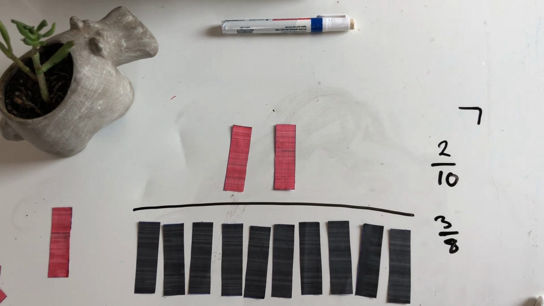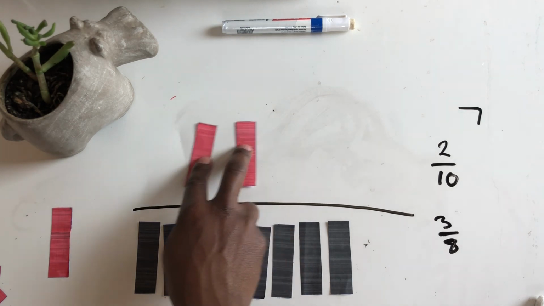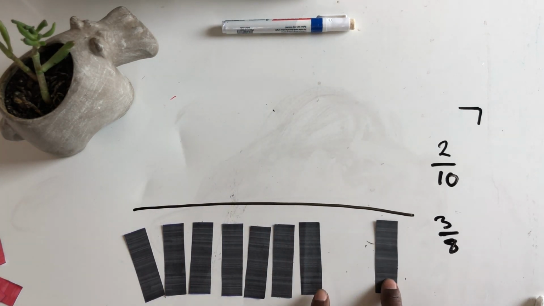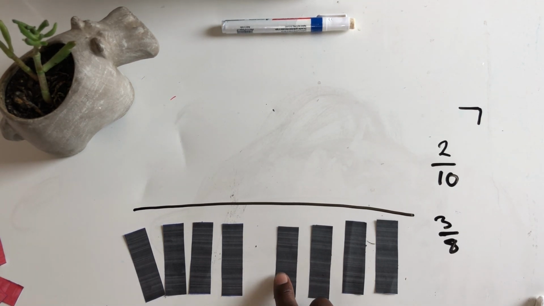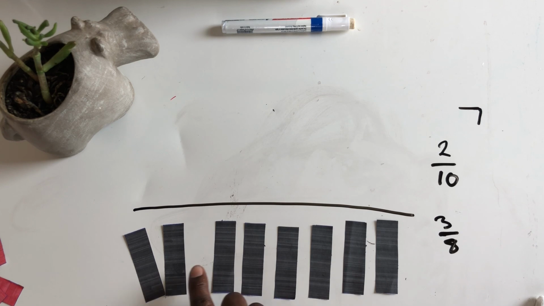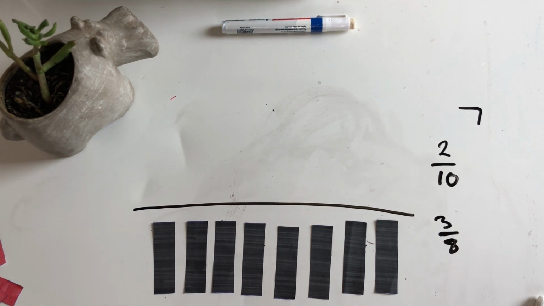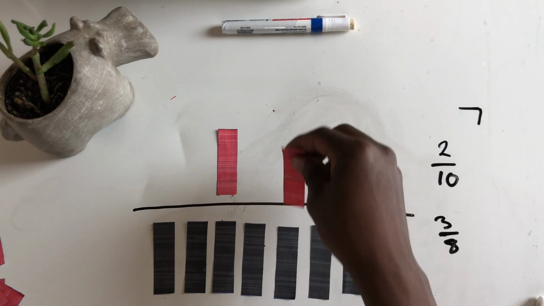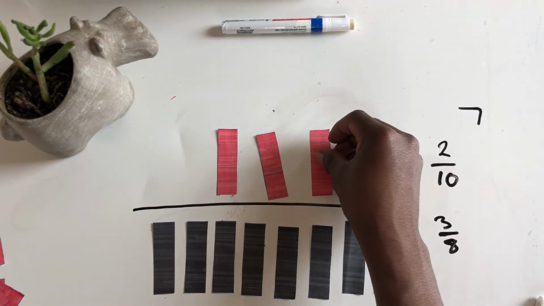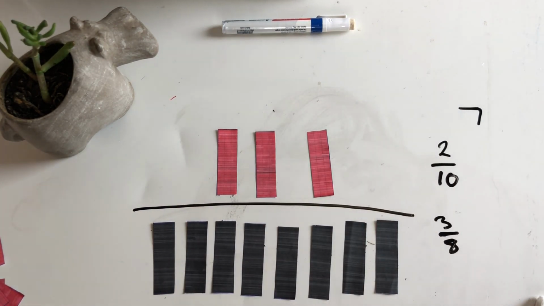Okay, now let's look at the last one. The last one says 3 over 8. So we will have 1, 2, 3, 4, 5, 6, 7, 8 represented, and then the numerator is represented by 3. So 1, 2, 3. So here the fraction we have is 3 over 8, or 3/8.